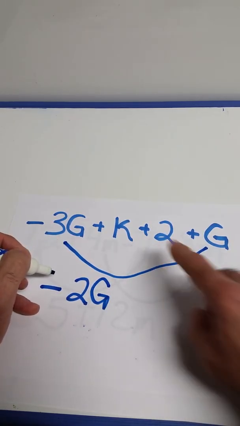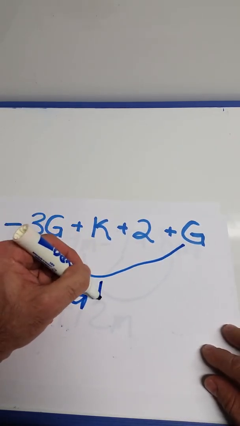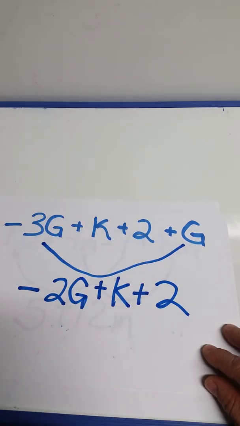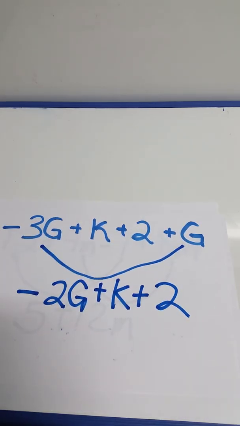Now the k and the 2 you can't combine. They're not like terms, so your final answer would just be plus k plus 2. So you combine those terms. Well, that's combining like terms. Good job.